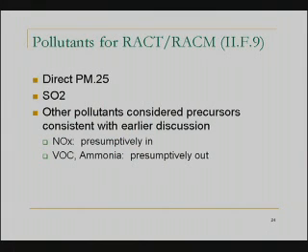Section 2F9 of the preamble reviews the pollutants that have to be included in a RACT and RACM analysis, consistent with our overall policies described elsewhere in the preamble for precursors. The RACT and RACM analysis has to look at direct PM 2.5, has to look at SO2, and looks at other pollutants that are considered precursors consistent with those discussions. NOx, presumptively, would require a RACT and RACM analysis. VOC and ammonia presumptively would not require RACT and RACM analysis unless a state found, as part of the overall SIP, that they contributed significantly to the nonattainment problem.